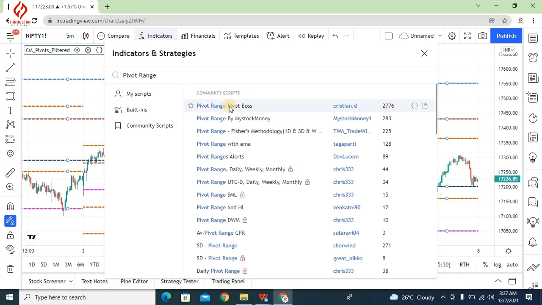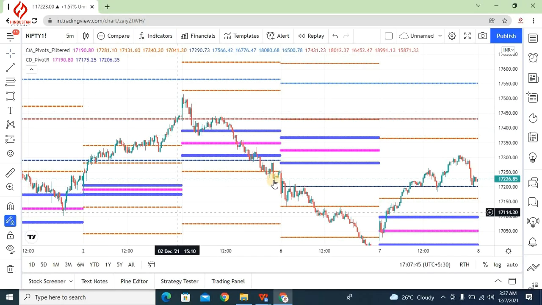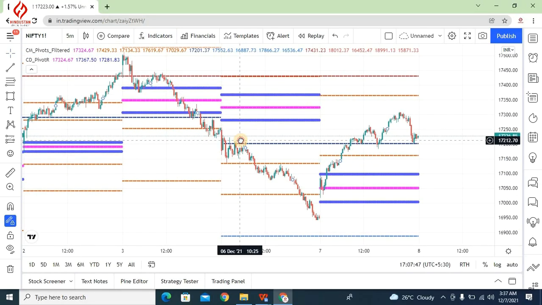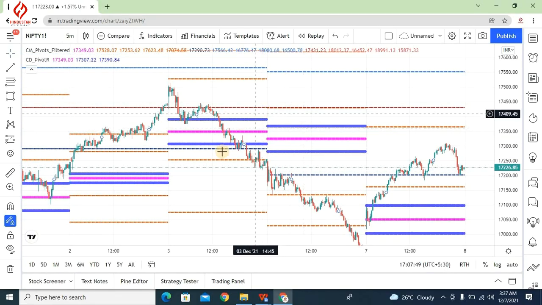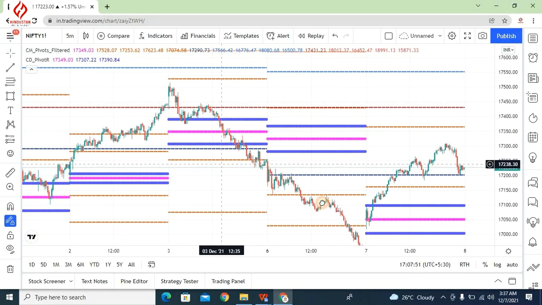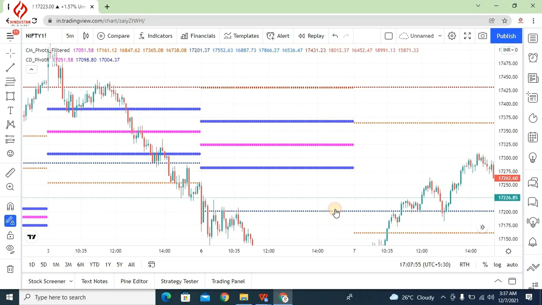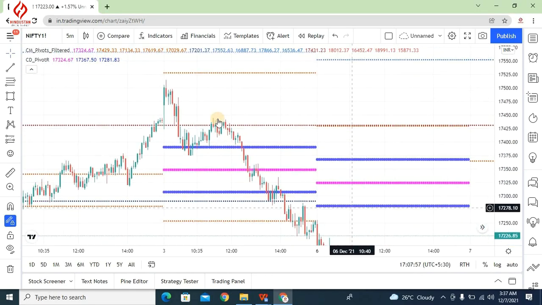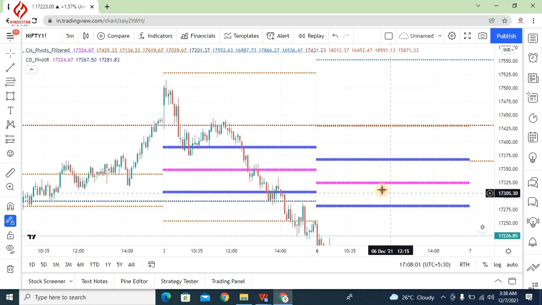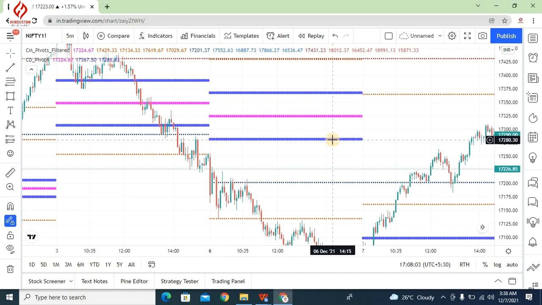Select this first one, pivot range pivot boss. That's it. So now we have plotted both CPR and pivot points on our chart. This is how you can plot, and these CPR and pivot points work as support and resistance, work as a boundary for your trade, right? So this is all about pivot points and CPR.